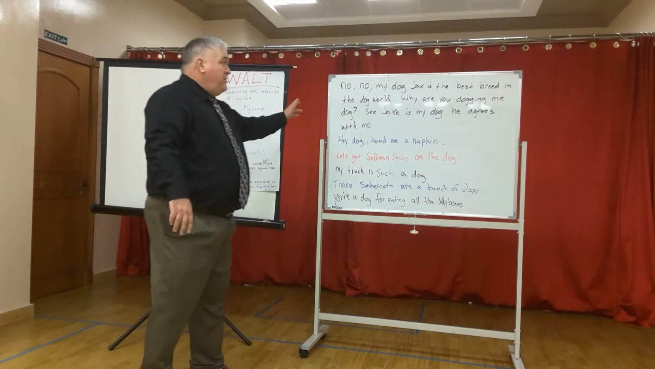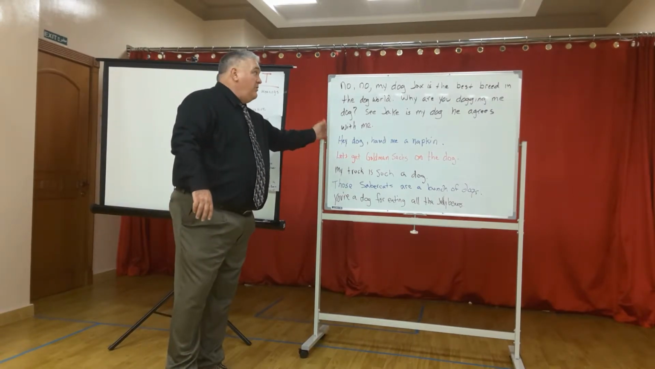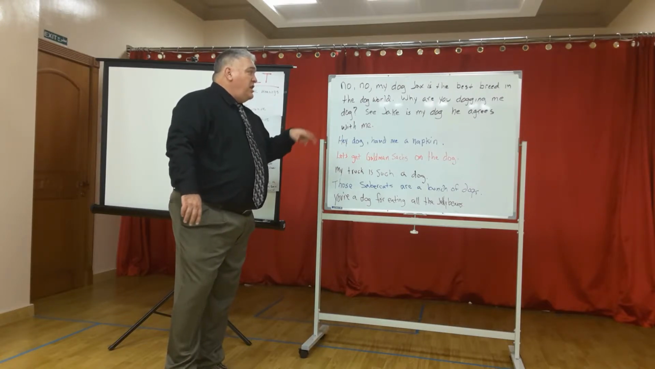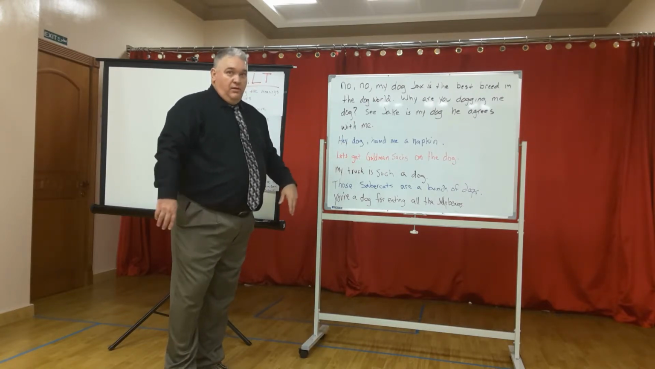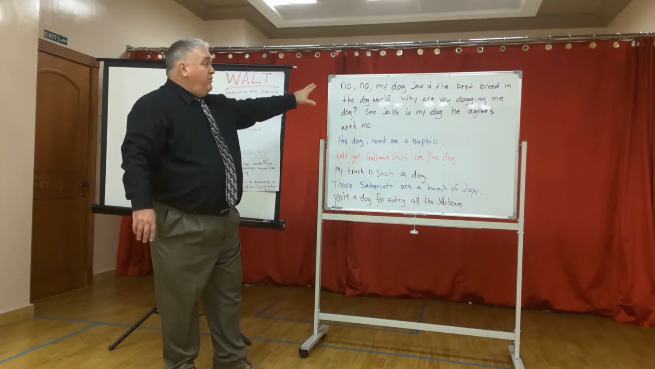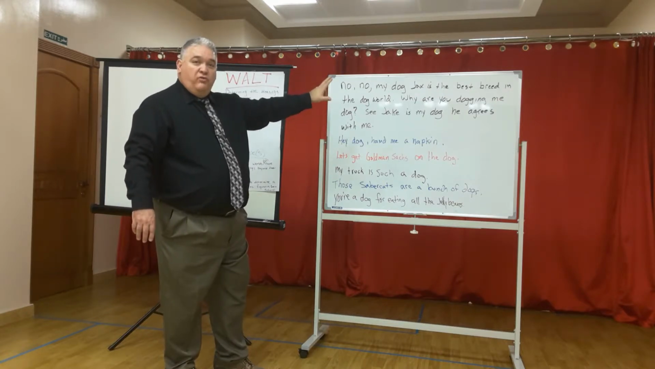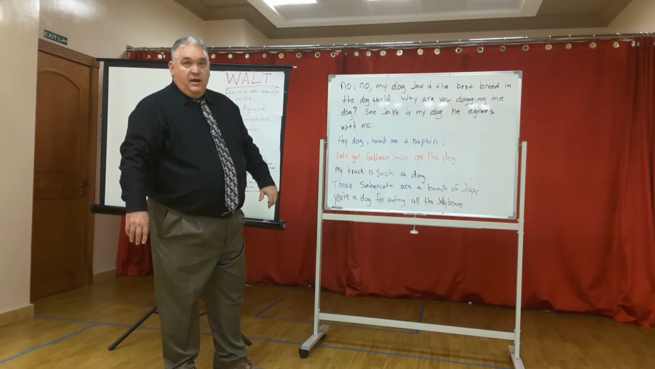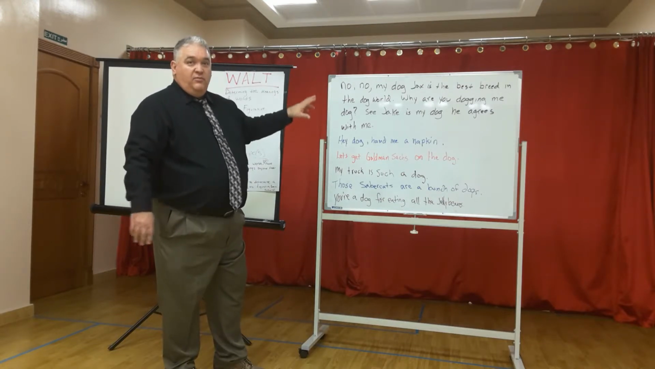Okay, so let's look at some of these examples that we have here. All right, so let's look at it. No, my dog Jax is the best breed in the dog world. Why are you dogging me, dog? See, Jax is my dog. He agrees with me. Take a minute, okay? You can work with the person sitting next to you, and let's figure out which usage of each dog in this sentence: technical, figurative, or connotative. All right, so I'll give you a couple seconds, work on that.